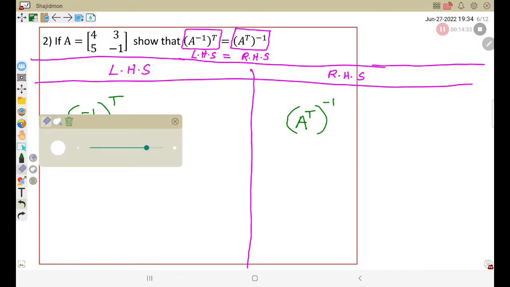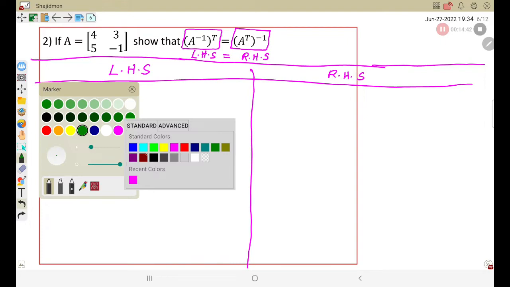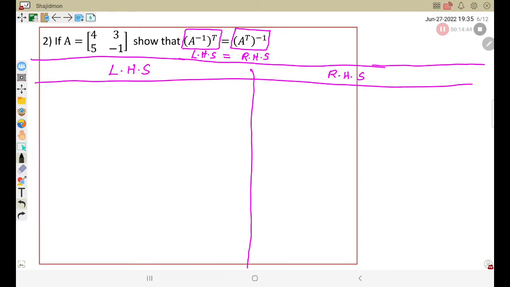Once we calculate the right and left sides, just to check whether you are getting the same matrix or not. It should be the same. That is the meaning of "show that". So we will check one by one. First we will start with the left hand side. First we are finding the A inverse matrix.